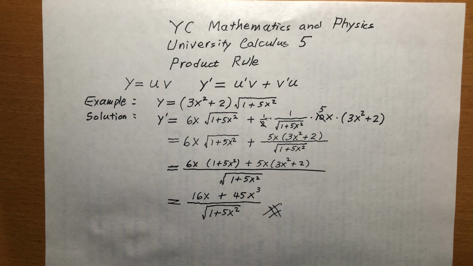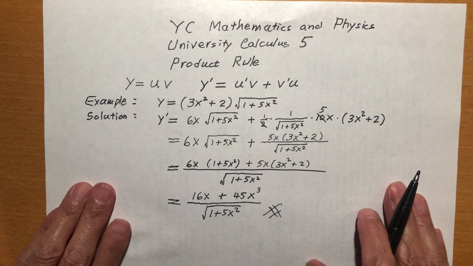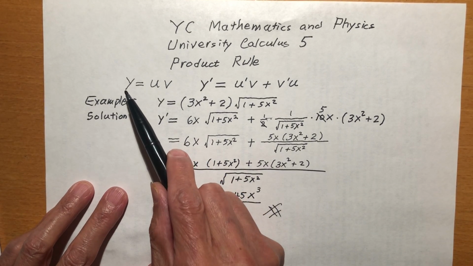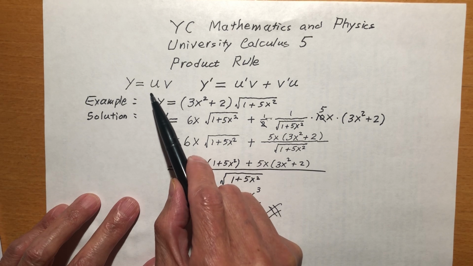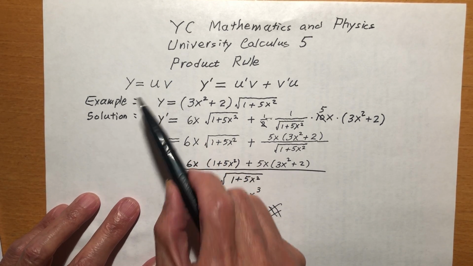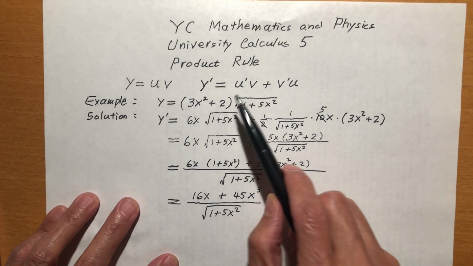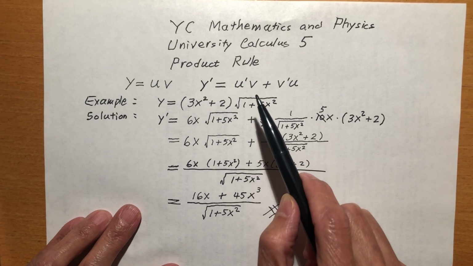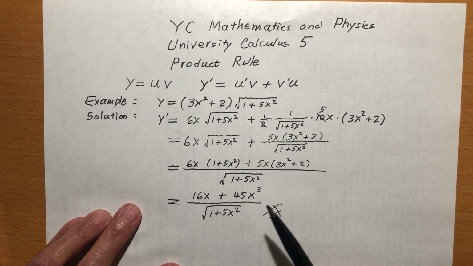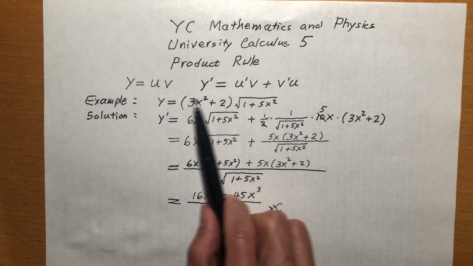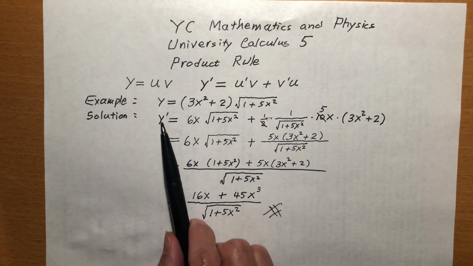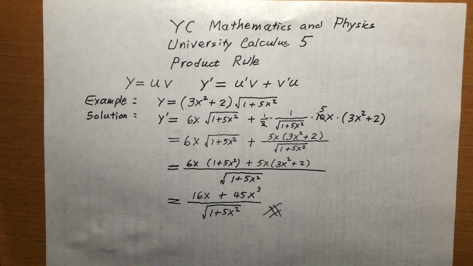And this is the result of applying the product rule. Let's review the product rule again. You have a function. The function is the product of two other functions. Function u, function v, it's a product. So what does the product rule tell us? Y prime is u prime v plus v prime u. You just remember this. U prime v plus v prime u. This example shows you how to apply the product rule. I'm not going to show you more examples because it is quite straightforward.